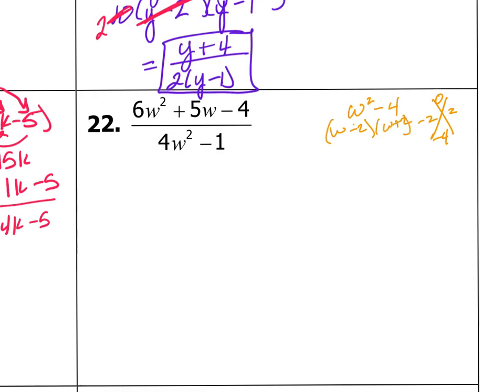Except now my 4 is where? Instead of my 4 being by itself, it's with the w. So my 2's are going to be with the w's, and the 1's are going to be by themselves. So the bottom is going to factor to 2w plus 1 and 2w minus 1. Okay? So now we're going to have to figure out the top. I've got 2 parentheses here. And I'm pretty sure that one of them is going to be 2w.